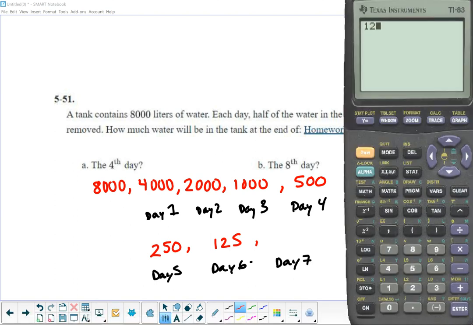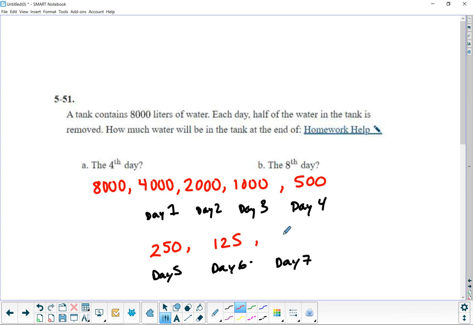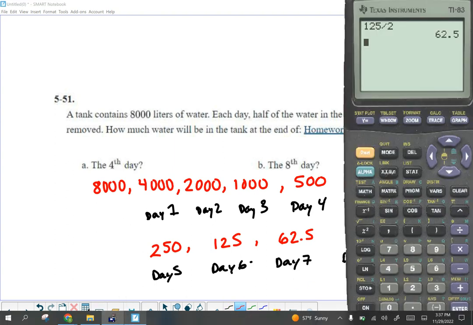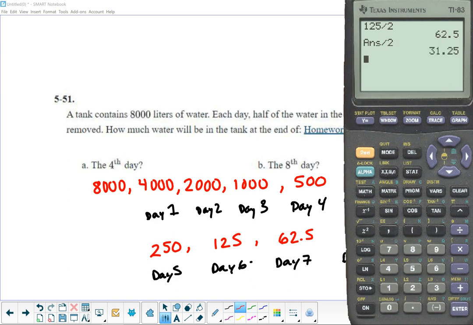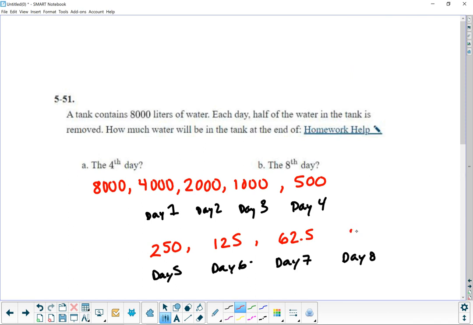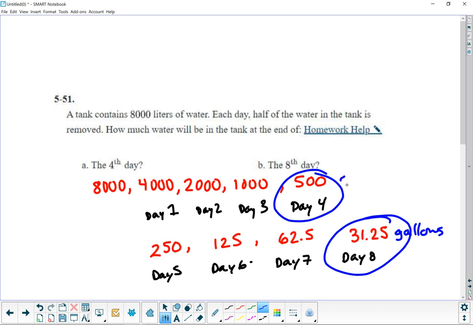So let's see. Okay, so 125 divided by 2, half that is 62.5. And day 8, half of 62.5 is 31.25. Okay. So if something's pretty simple like this, then we can just use the brute force method. Day 8, you're going to have 31.25 gallons. And day 4, you're going to have 500 gallons.